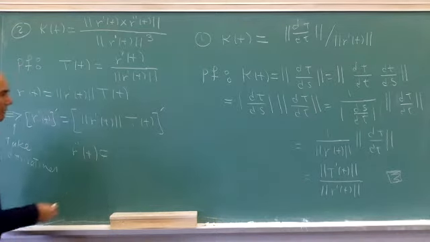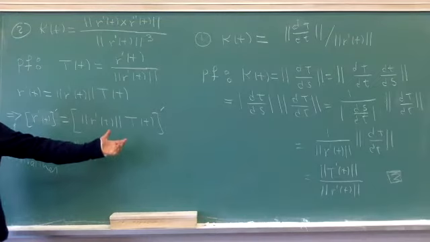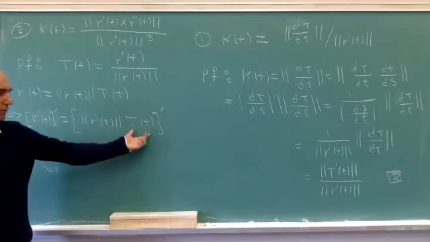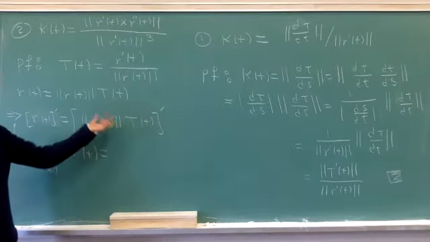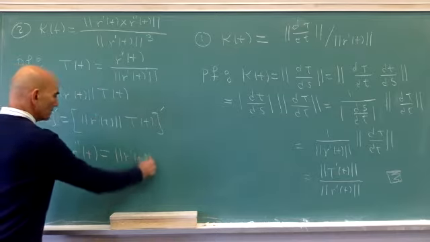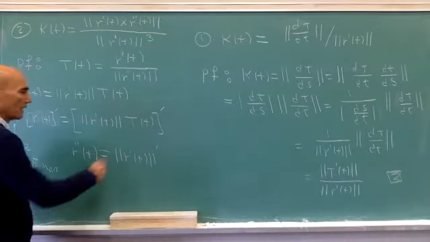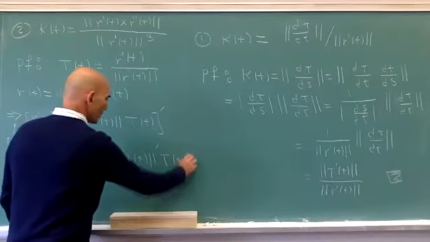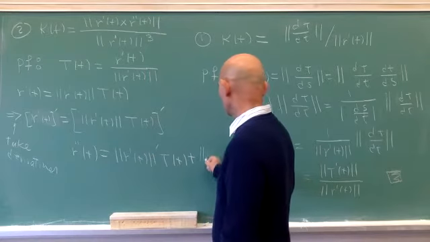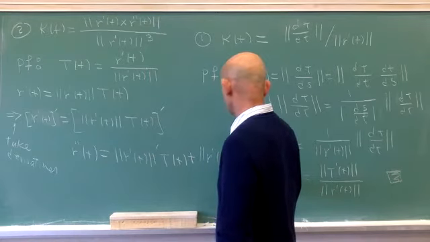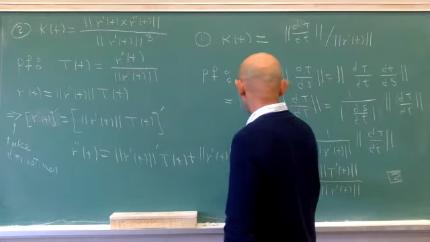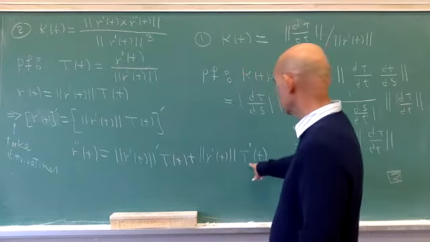Now, on the right-hand side, we use the product rule for the product of a scalar function and a vector function. The product rule applies. So this is equal to the derivative of the norm of r prime of t, times T of t, plus the norm of r prime of t times T prime of t.